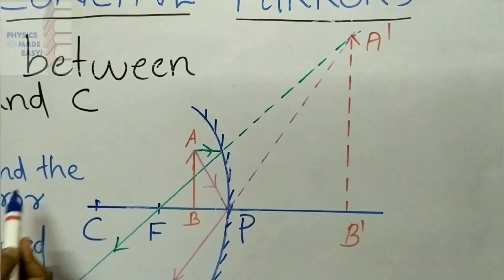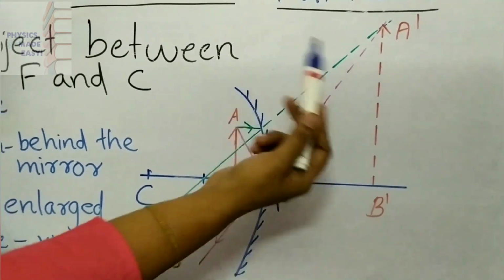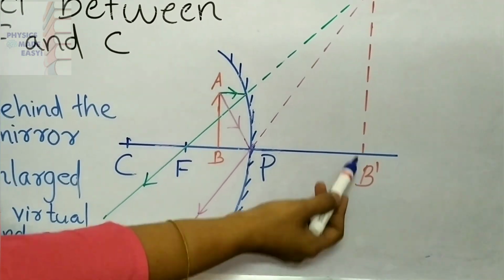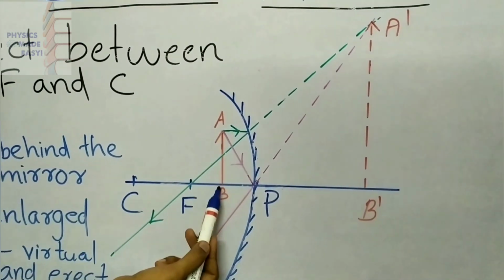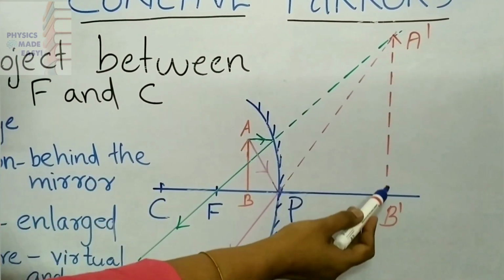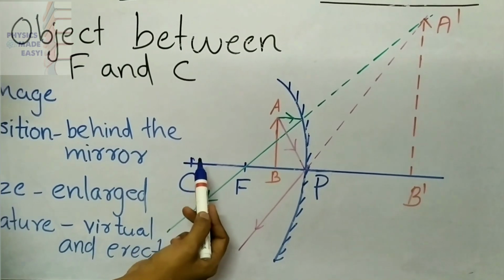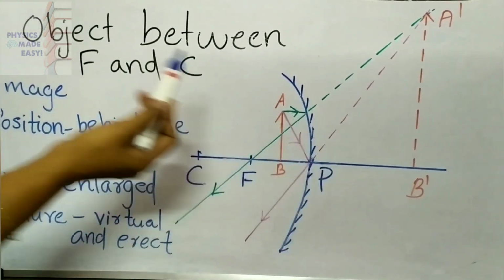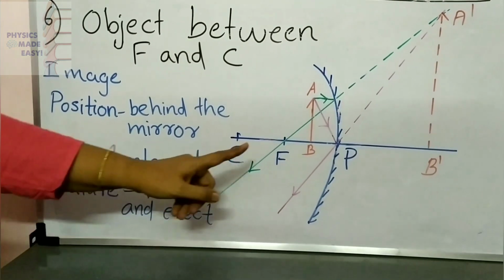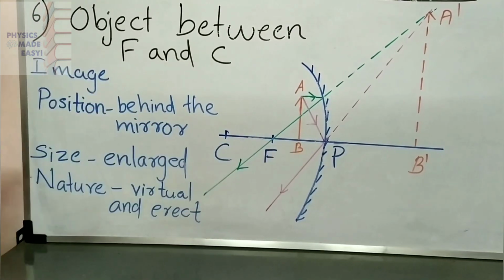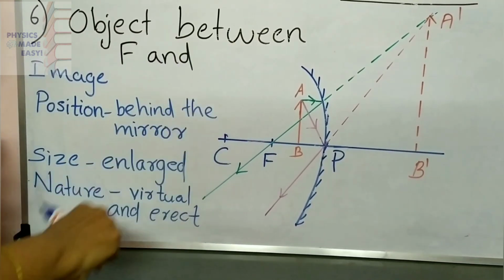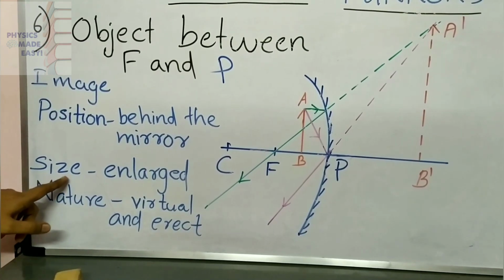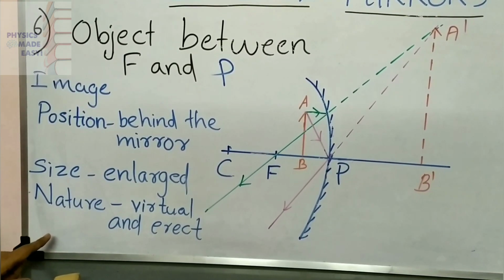So where is that position? You can see you are getting the image behind the mirror. If you are comparing the size of the object and image, here you can see size of the image is more than that of the object. So we can say enlarged image. What about the nature? Here you are getting the image behind the mirror. We can say that as virtual and erect image. So if you are placing the object between F and the pole of the mirror, you can get the image behind the mirror, and the size of the image will be enlarged and the nature will be virtual and erect.